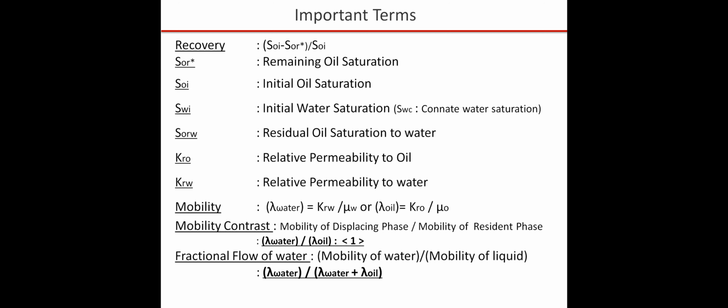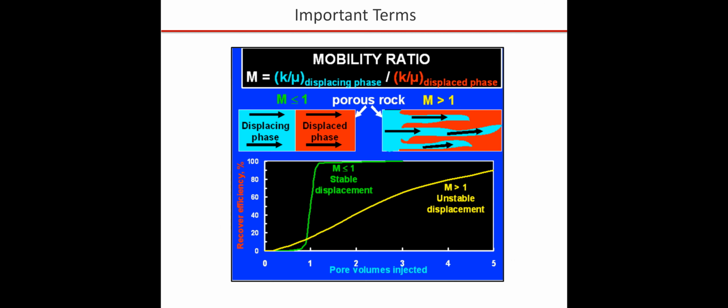Now, what is fractional flow of water? Fractional flow of water is the mobility of water to the mobility of the liquid. So lambda water by lambda water plus lambda oil. Now in the subsequent slides, we will see more of this mobility contrast.